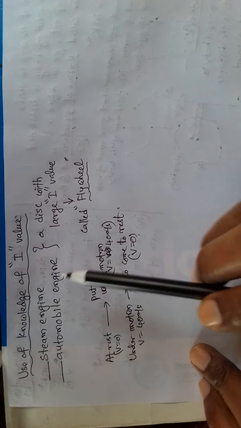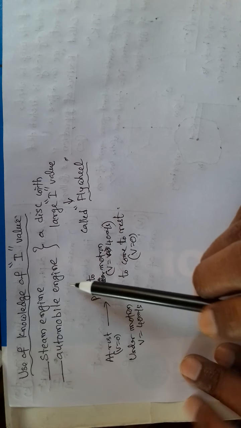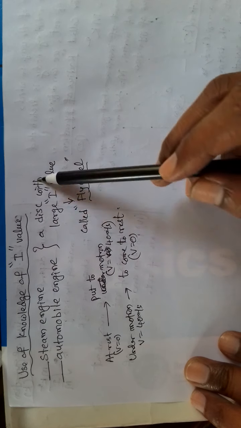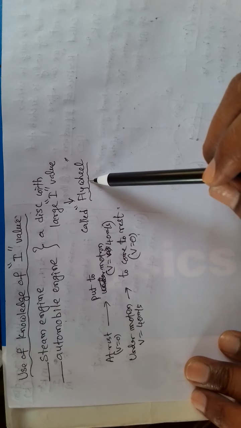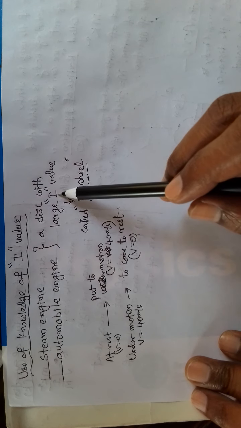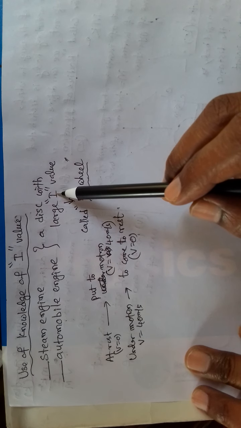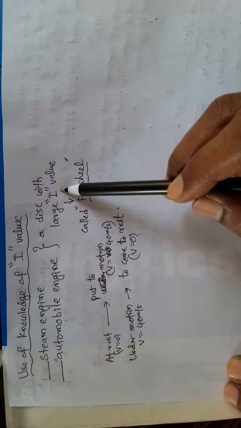Now, let us consider use of knowledge of I value. See, in steam engine, in automobile engine, a disc with large I value is used, and that disc is called flywheel. See, what is the use of this flywheel? First of all, this flywheel is having large I value, and I value is nothing but moment of inertia, and it measures the inertia in rotational motion. It is a measure of rotational inertia.